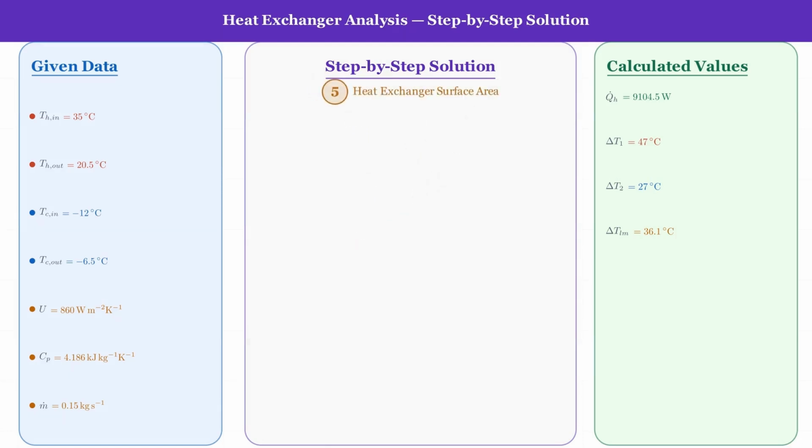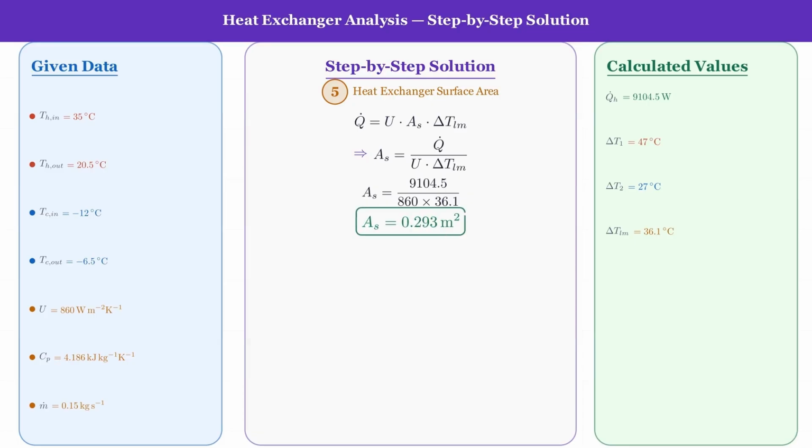Step 5. Determine the required surface area. We now apply the fundamental heat exchanger design equation. Q dot equals U times AS times delta T LM. Rearranging for the surface area, AS equals Q dot divided by the product of U and delta T LM. Substituting our computed values, 9,104.5 watts in the numerator and 860 watts per square meter per Kelvin multiplied by 36.1 degrees Celsius in the denominator. A sub S equals 0.293 square meters.